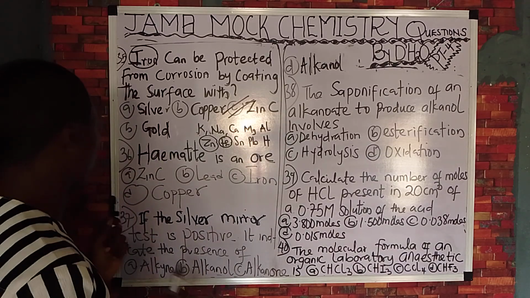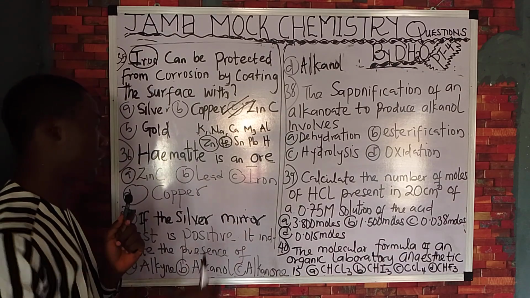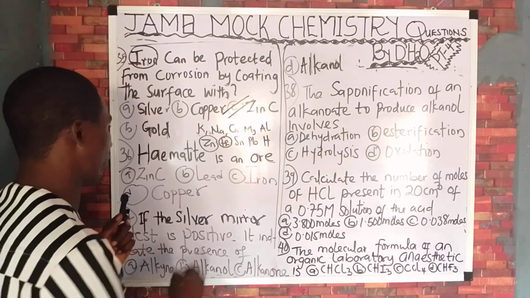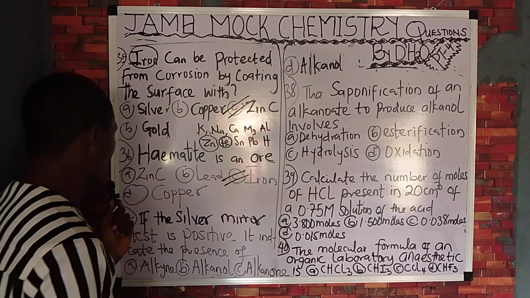Now, hematite is an ore of what? Remember in our previous lesson, I told you that hematite is an ore of iron. So the answer is option C.